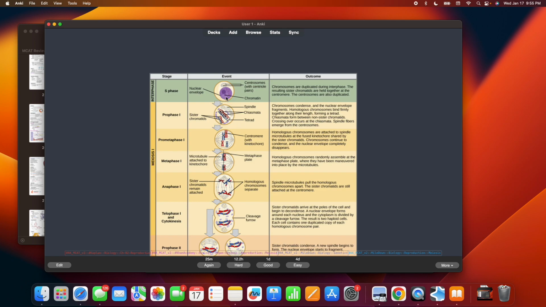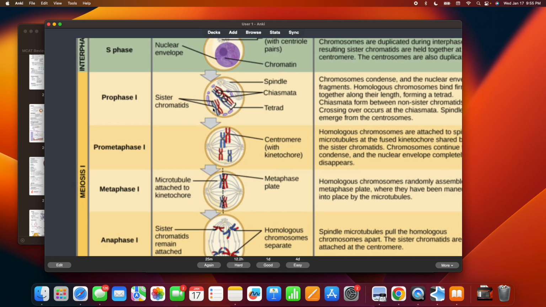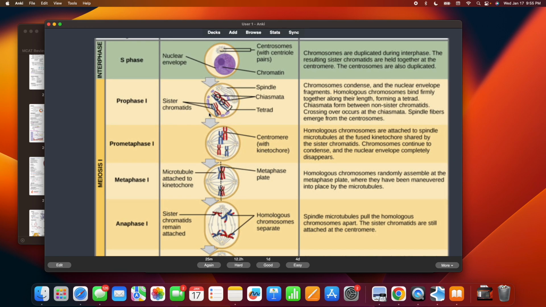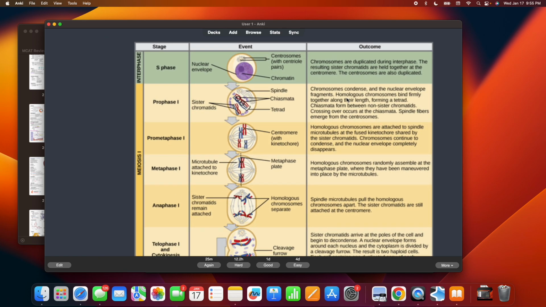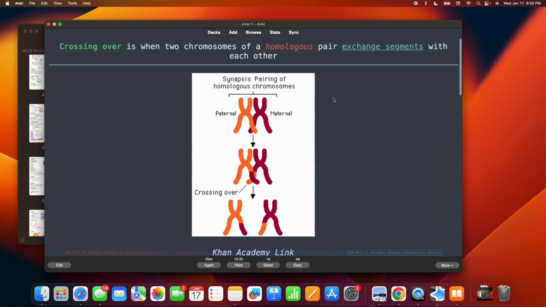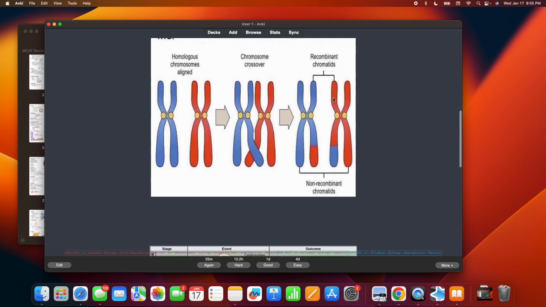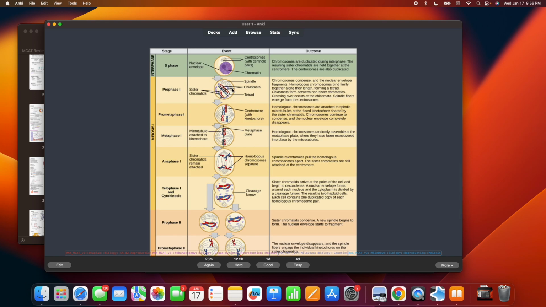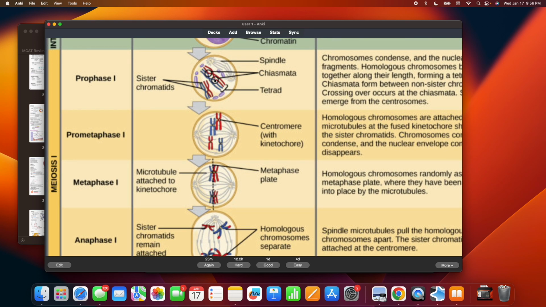So we have sister chromatids. If you can see here, one is blue and one is red, right? Two blues are sister chromatids. But the non-sister chromatids have something called chiasmata. Let's see. This should be the chiasmata, right? Chiasmata, okay. There you go. These are chiasmata. It's where the two non-sister chromatids cross.